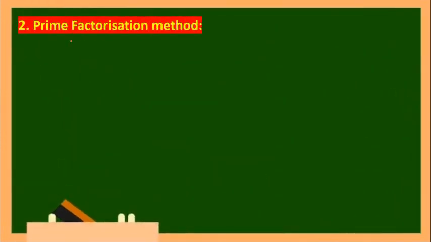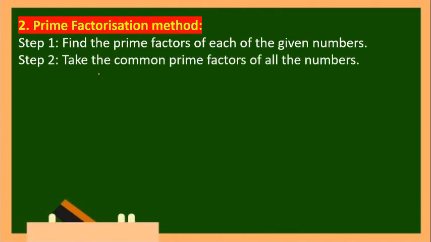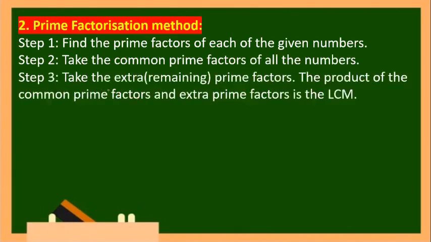Now the second method is the prime factorization method. First, find the prime factors of each of the given numbers. Take the common prime factors of all the numbers. Then take the extra, that is, remaining prime factors also. Then the product of common prime factors and extra prime factors is the required LCM.